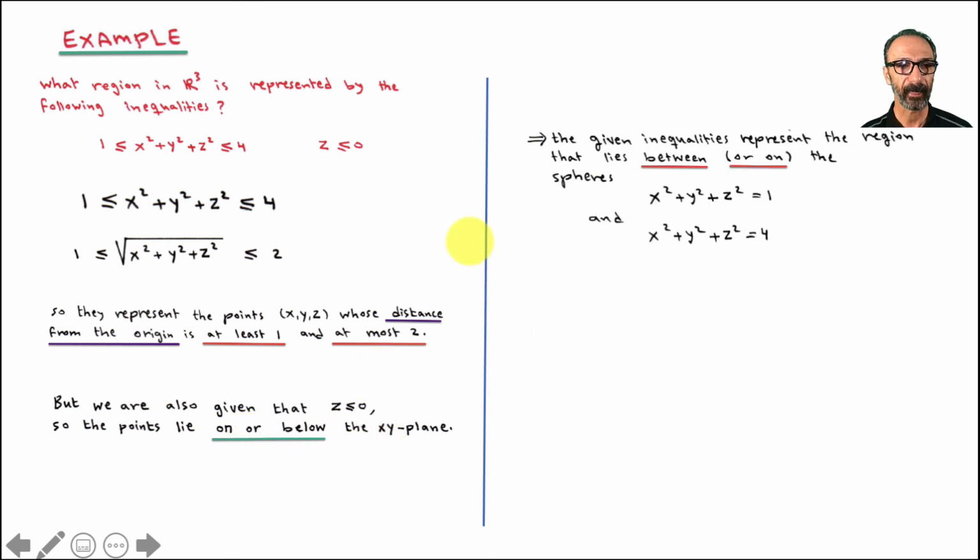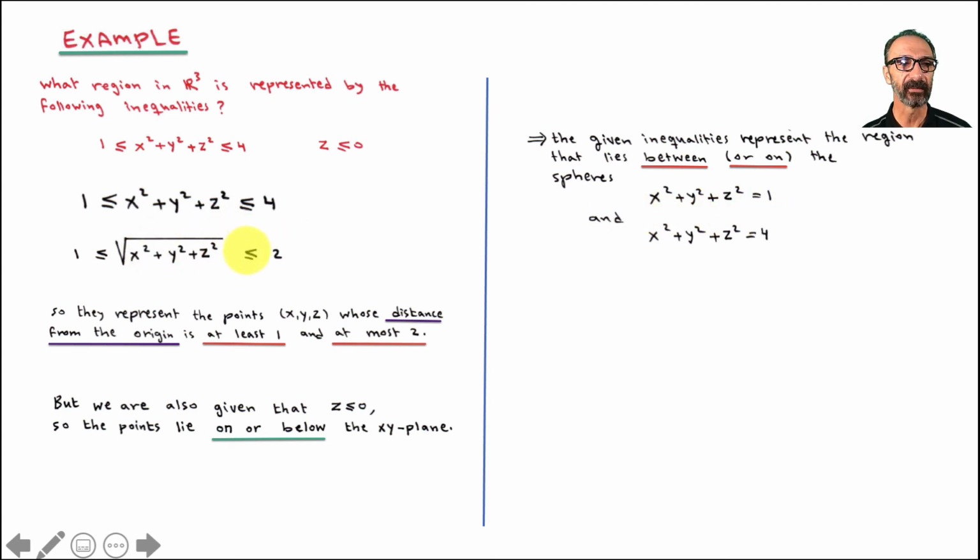Now, the given inequalities represent the region that lies between or on, because I do have the equal sign. If it doesn't say equal here, just less than, and here it says just, of course reading it from this side, greater than, without equal sign, that means we have regions of spheres but without the surface. Okay, but here we are including the surface.